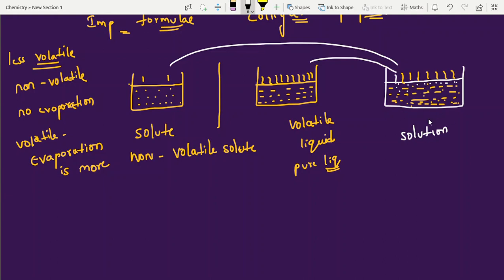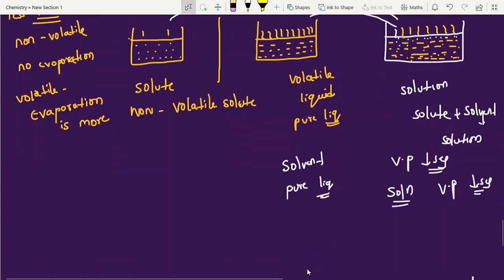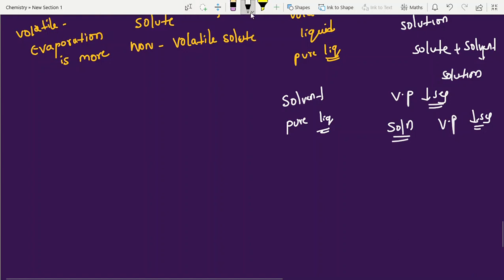But overall we call it solute plus solvent, no? Solute plus solvent is nothing but the solution, right? So finally what you observed is that vapor pressure decreases, right? Now compare to the pure liquid solvent: the solution's vapor pressure decreases, right? What is the reason? Due to addition of non-volatile solute. This is the main important point.